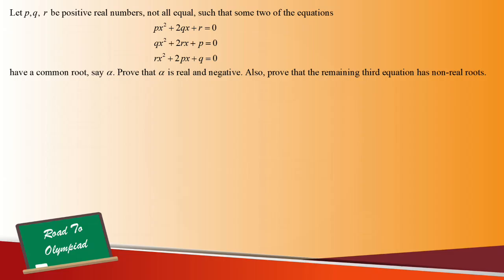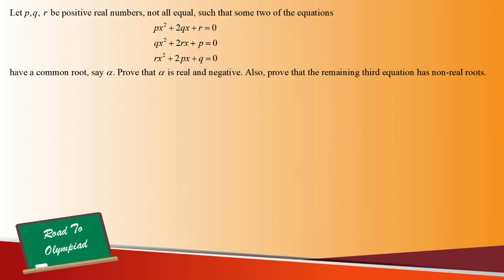Welcome to RTO. Consider the following problem. Let p, q, and r be positive real numbers, not all equal, such that some two of the equations, px squared plus 2qx plus r is equal to 0, qx squared plus 2rx plus p is equal to 0, and rx squared plus 2px plus q is equal to 0, have a common root, say alpha. Prove that alpha is real and negative. Also, prove that the remaining third equation has non-real roots.